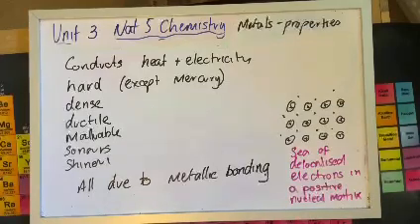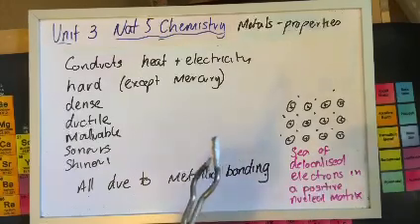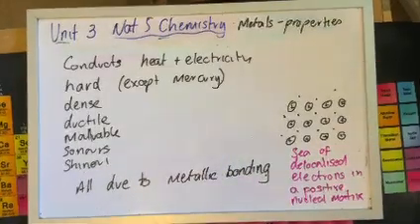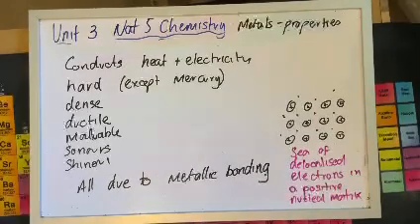They are ductile, which means they can be drawn out into wires. They're malleable, which means they can be shaped into different things. They're sonorous, which means they give a ring when they hit each other. A thing like that. And in general, they're shiny. Now, I know a lot of metals aren't, but that's because they're being oxidised on the surface.